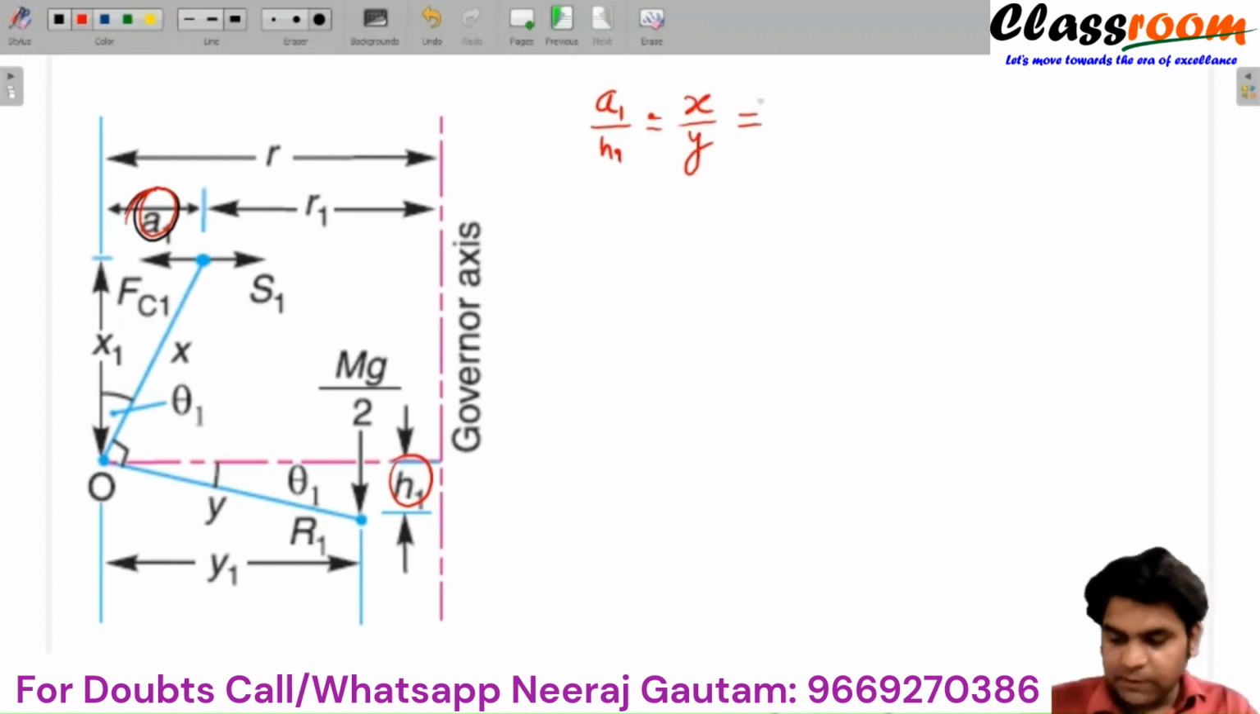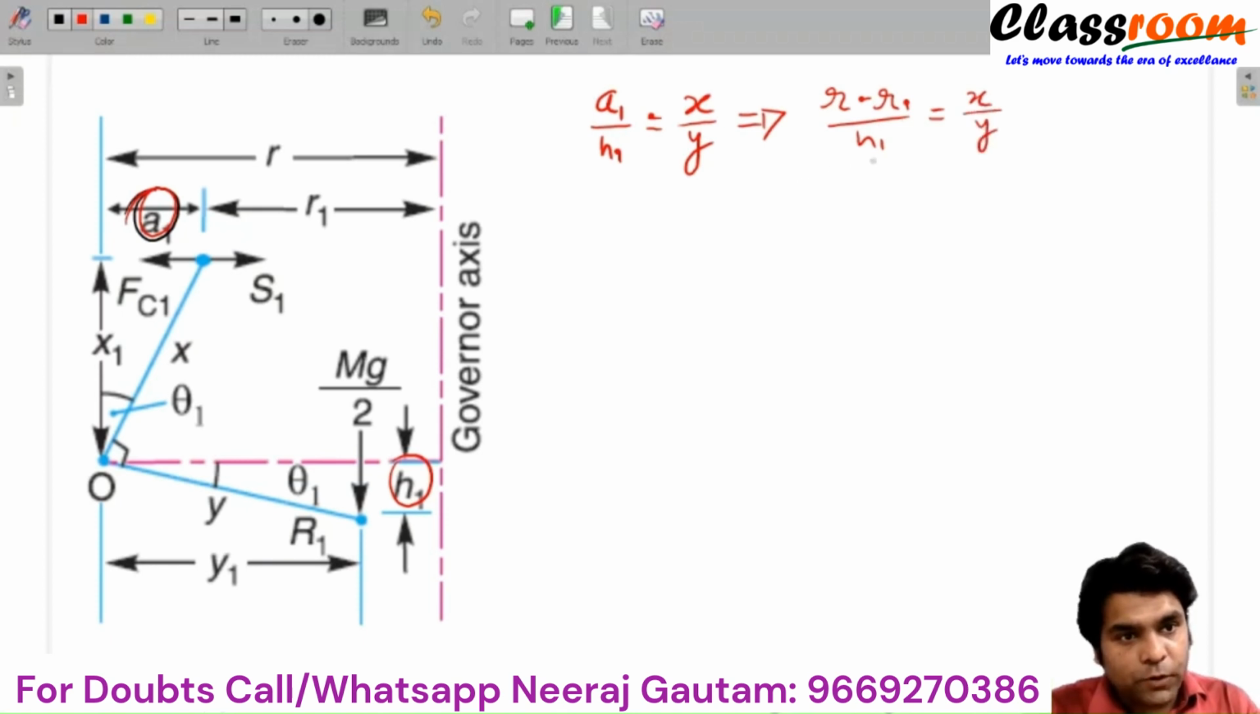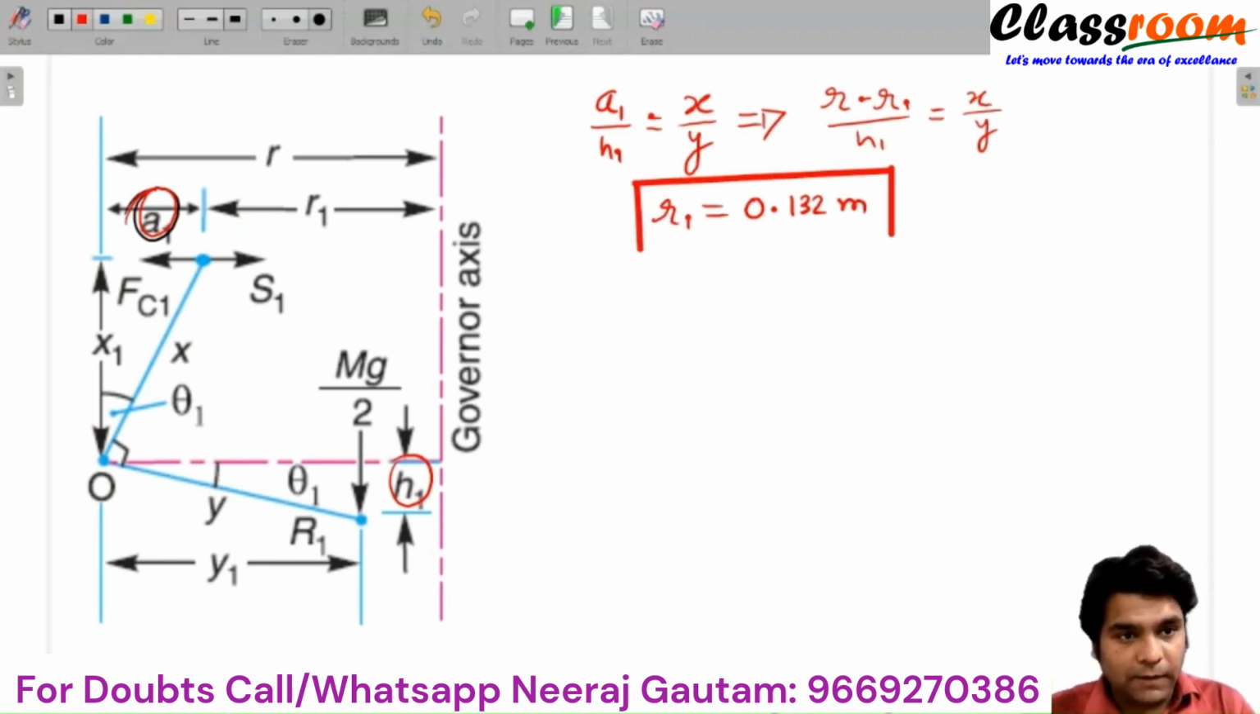Using this configuration, we can find the value of A1, or A1 is written as R minus R1 divided by H1 is equal to X by Y. So you can determine the value of R1 from this relation, because R is known, 140 mm. By substituting all the values, you can determine the value of R1 as 0.132 meters. So this is the value of R1.